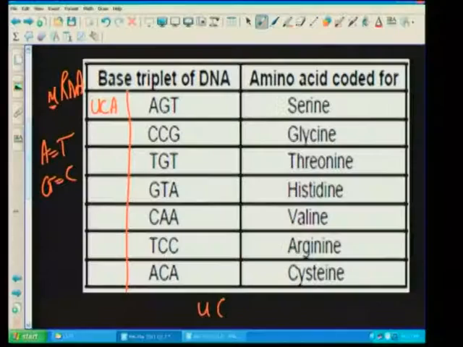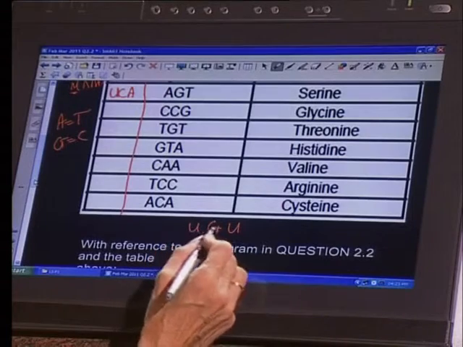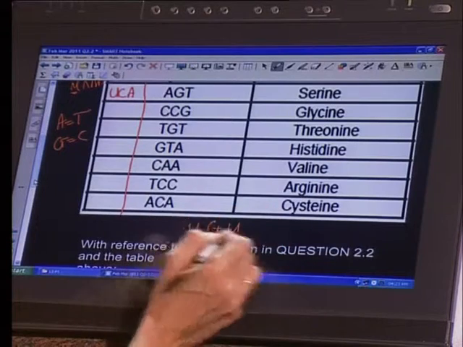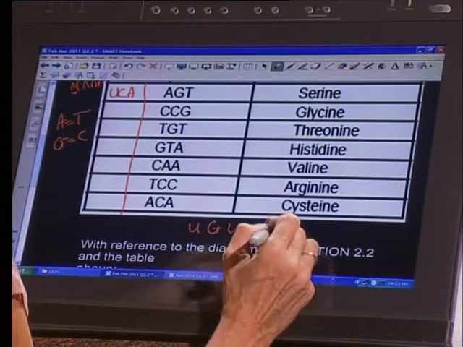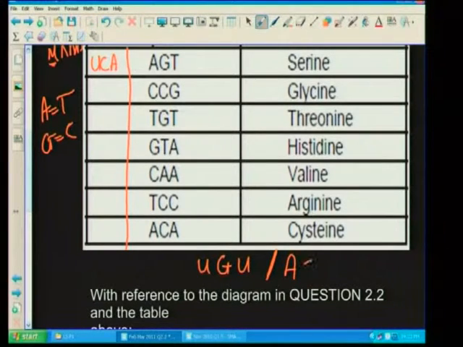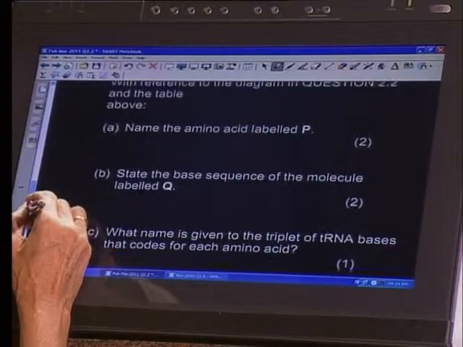So U, G, and U. That is the amino acids code. All right, so one of these is going to be UGU. So the opposite of UGU is going to be what? It's going to be A, C, A. In other words, it is this one, which is cysteine. Do you see that? Yes. Because remember, this is always going to be opposite. So we've got that one.